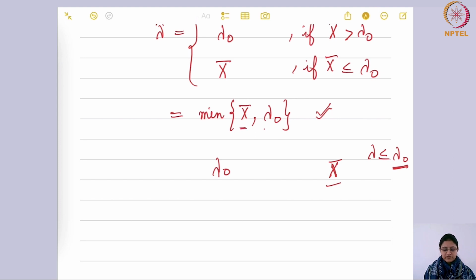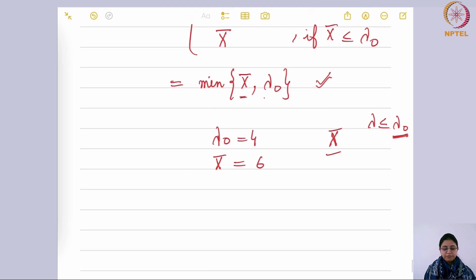Suppose lambda naught is 4, and the sample mean comes out as 6. Then the minimum of 4 and 6 is 4, and 4 is your lambda naught. So your estimator is lambda naught. If you had gone with the usual procedure, you would have said the MLE is the sample mean, that means 6. So you can see how the difference comes, and that is why it is important to pay attention to the support, or you can say the parameter space, with which we are working.